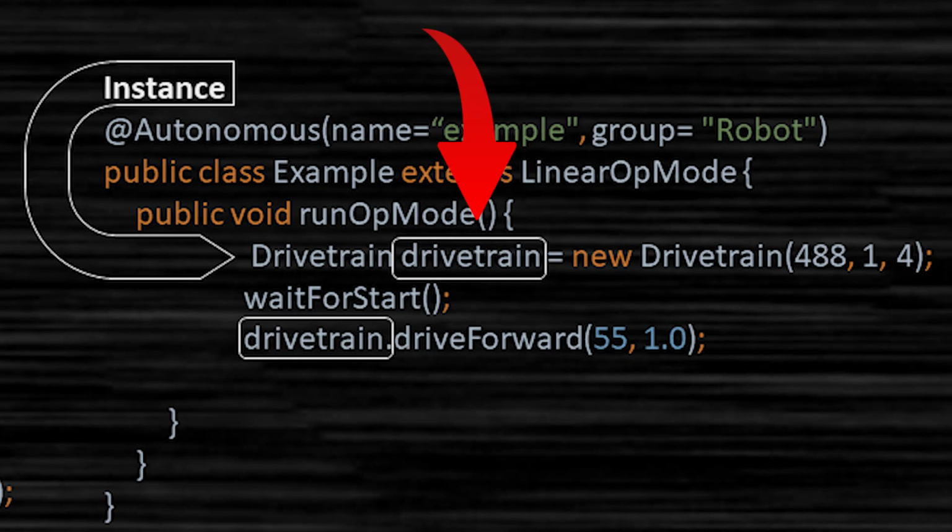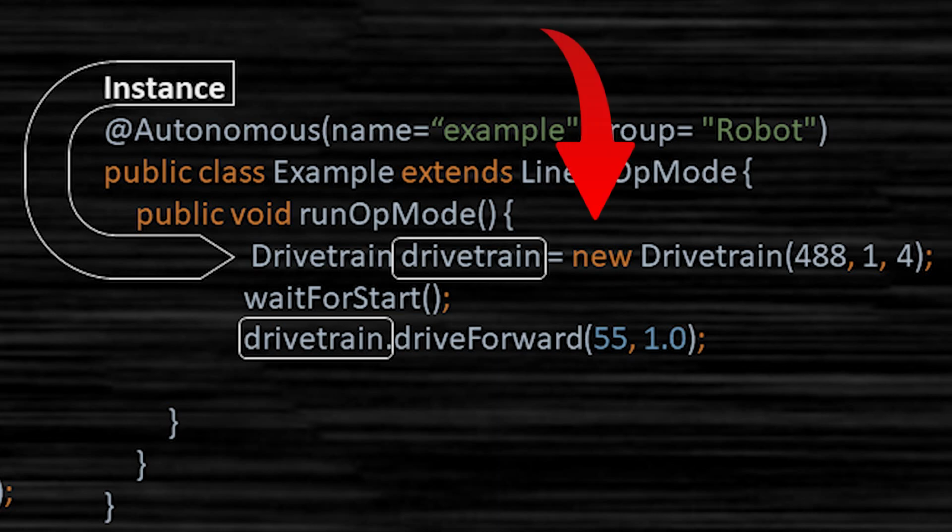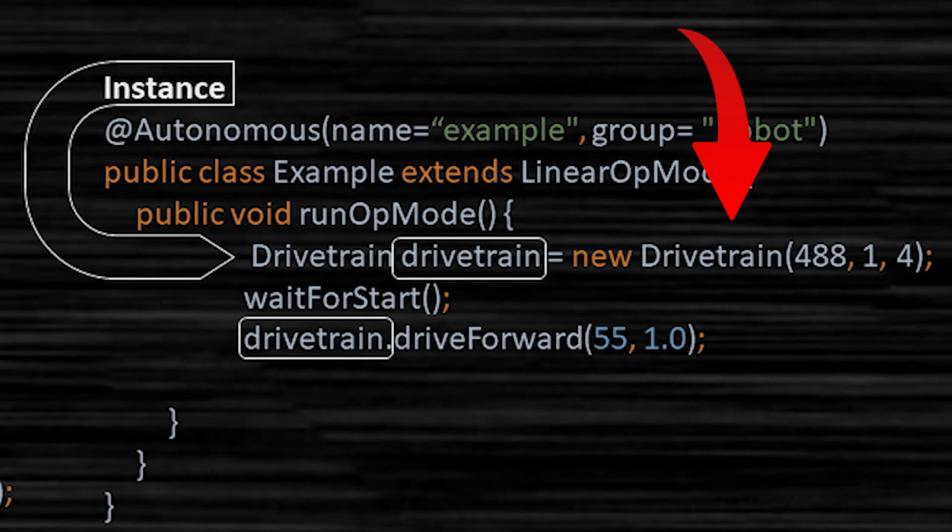Then we have the instance name, which can be whatever you want, but it's a good idea, like variable names, to keep it descriptive and easy to understand. We then have the new keyword, which is what's telling us that we're actually instantiating a class, followed by the constructor and the given parameters. The next line, drivetrain.driveForward, is a method call.